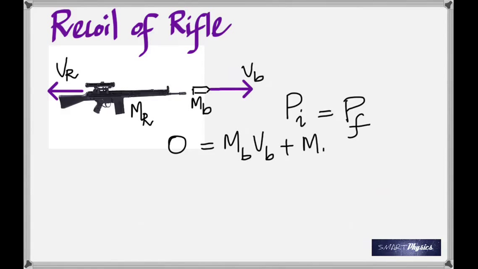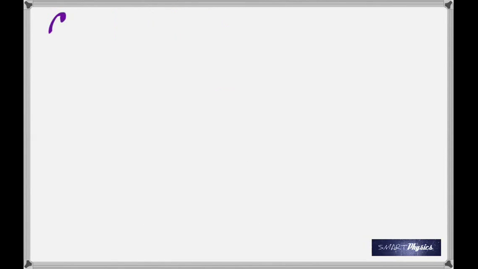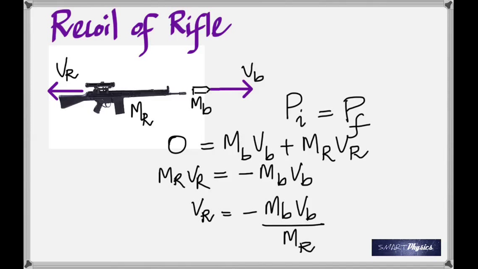Okay, plus mr times vr. That's the conservation of momentum there. Rearrange and try to make the velocity of recoil the subject. Simple math, and you get this. Now, take a careful look at this equation. What does the negative sign show? Direction. Yeah, the rifle moves opposite to the direction of the bullet.